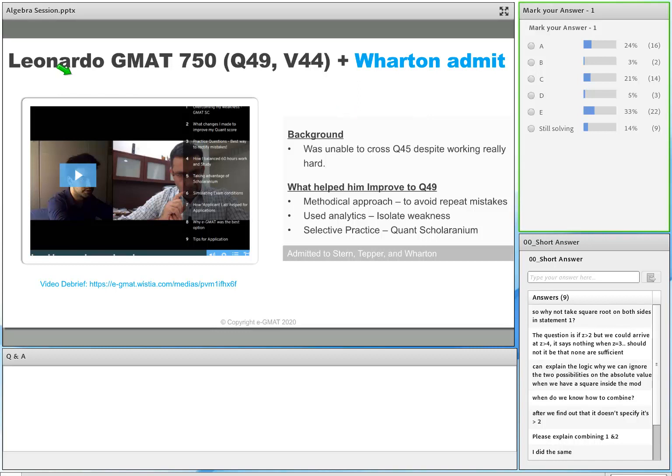Here's another success story by Leonardo. He is a Wharton admit. His background: unable to cross Q45 despite working really hard, but then what helped him ultimately was a methodical approach. Shortcuts do not help on the GMAT. If you're one of those people who focus on shortcuts and not on solving questions correctly, you will get stuck when it comes to tougher questions.